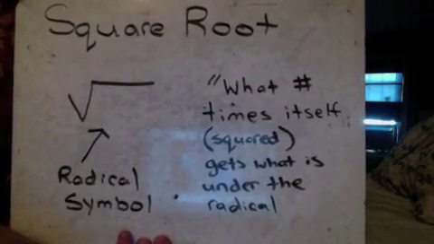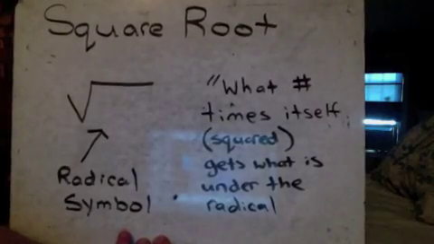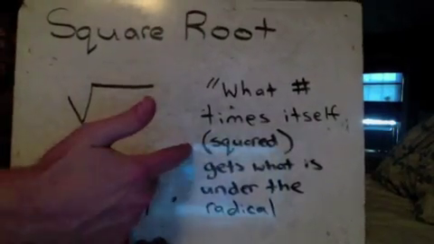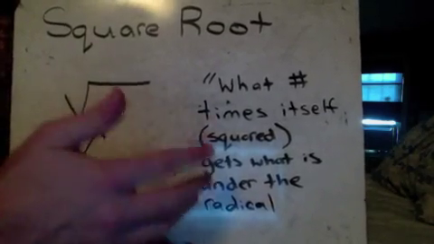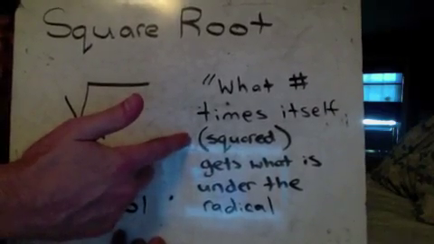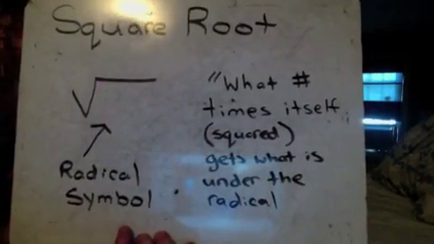If you times something by itself, that's like taking it to the second power, and we say squared. So we need a number that multiplies by itself, which is a number squared, to get what's underneath the radical symbol.